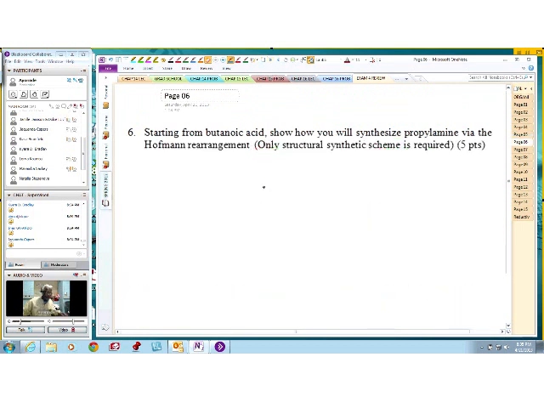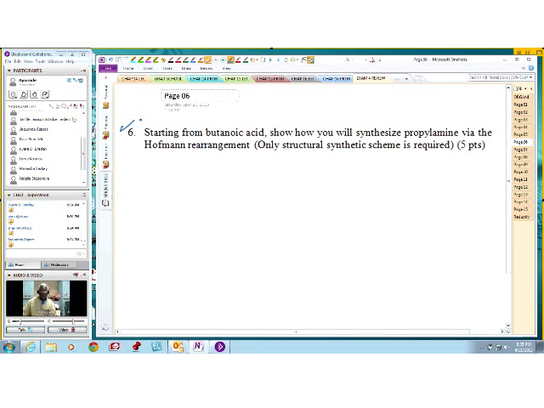Okay, I don't know how many of you have a working mic. Lorna, if your mic is working, I believe it's working, read this question for us. Starting from butanoic acid, show how you synthesize propylamine via the Hofmann rearrangement. Only structural synthetic scheme is required. Okay, thank you. Very good.